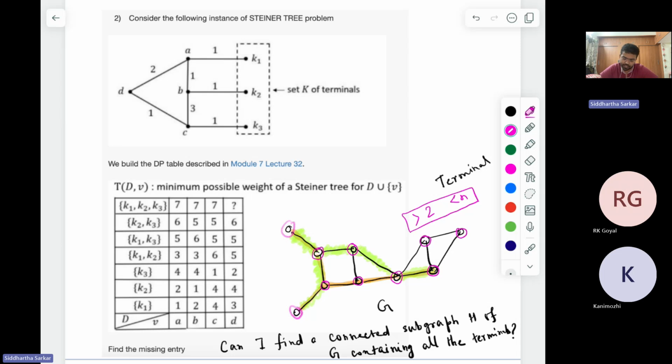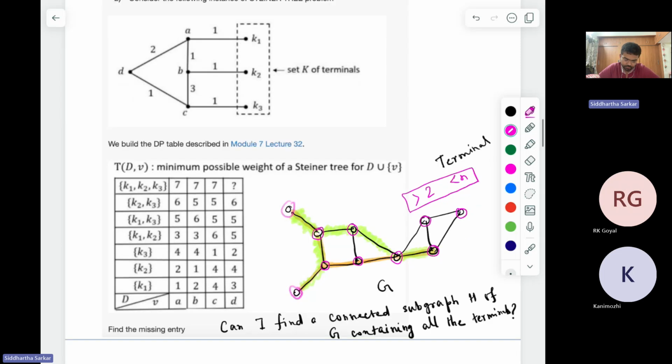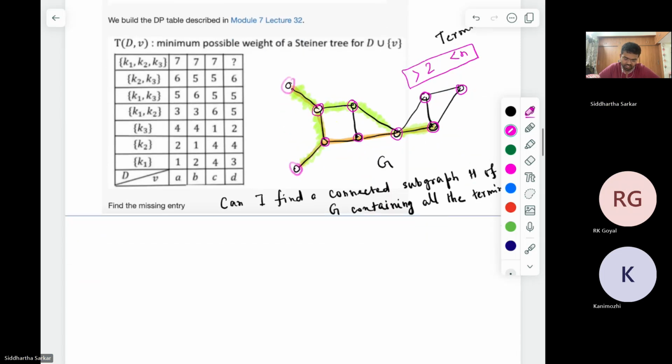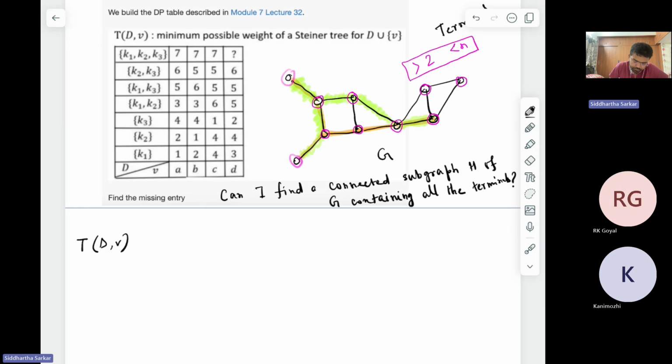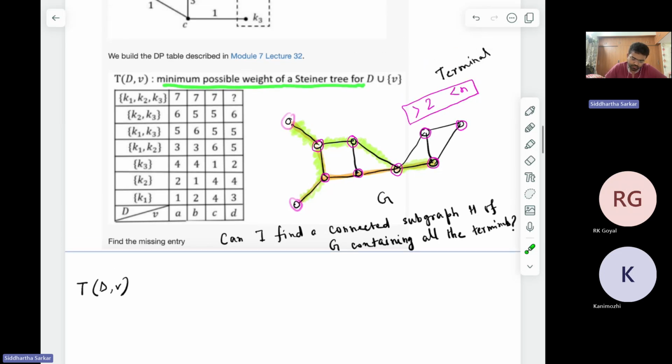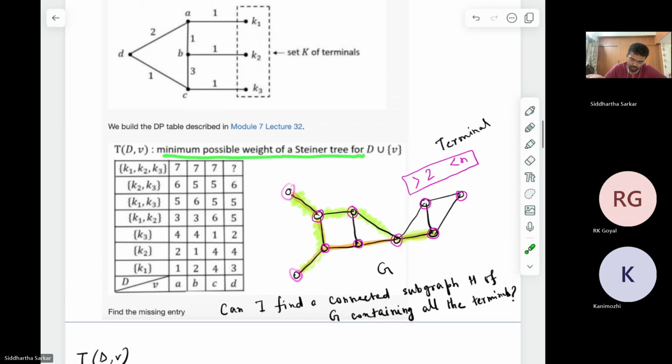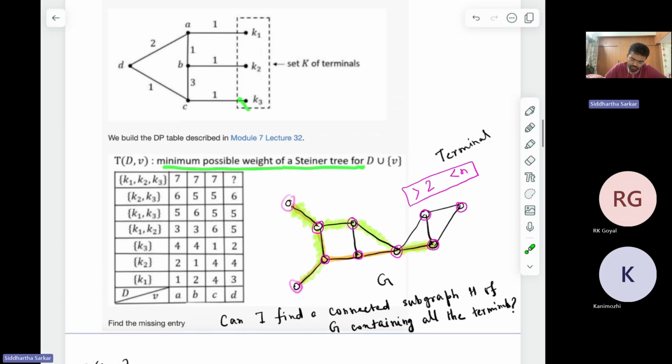So I will describe this recurrence. T of D comma V. So you can understand the meaning. It says the minimum possible weight of a Steiner tree for, so D is some subset. Let's look at the figure again. D is some subset of the terminals. The terminals are K1, K2, K3.